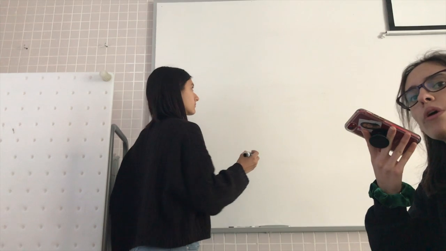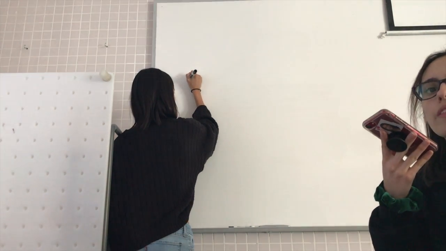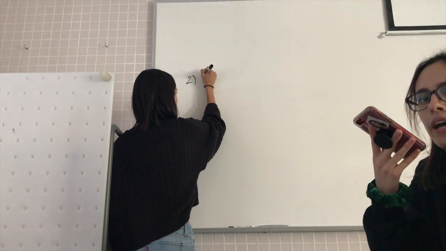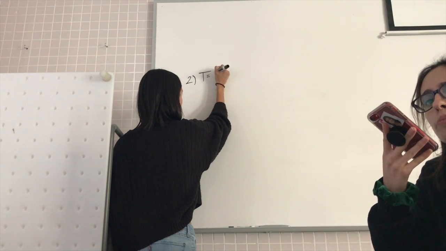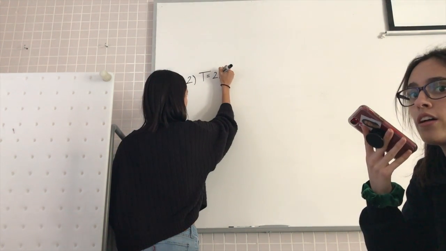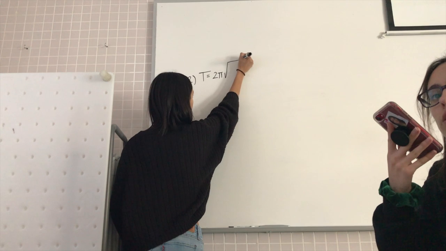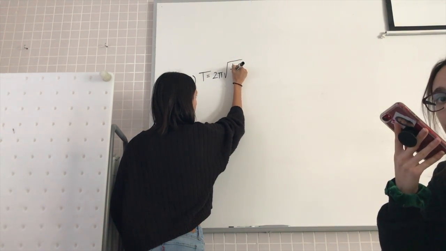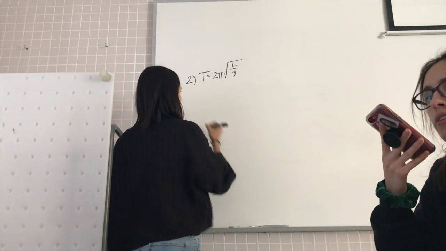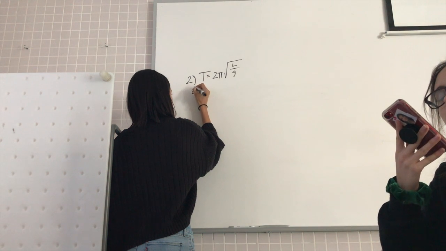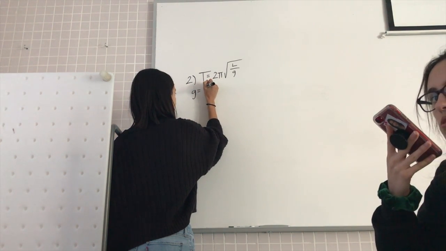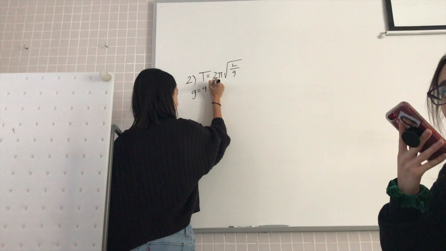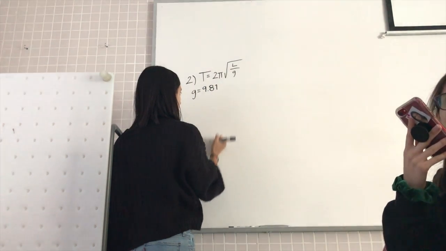The first problem we were assigned to is number 2. The period of a pendulum is given by T equals 2 pi square root of L over G, where L is the length of the pendulum in feet, and G is the acceleration due to gravity. This means that G is a constant, and this constant is 9.81. And T is the time in seconds.